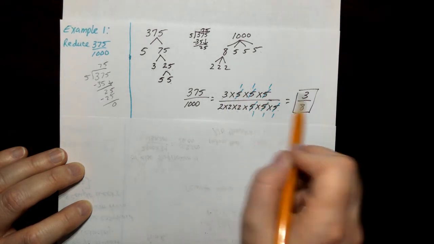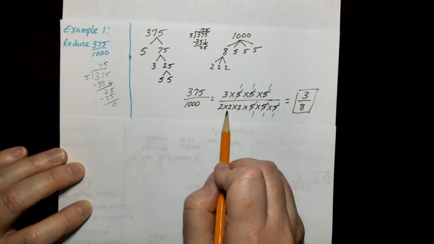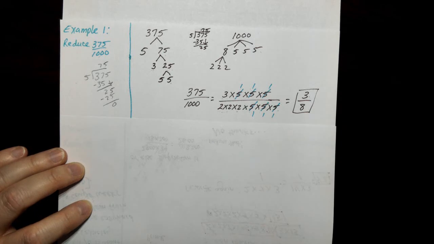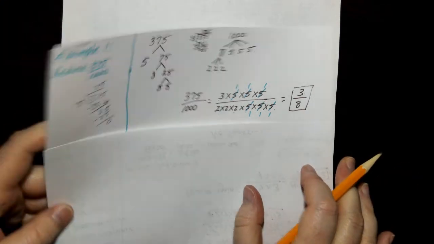So 3 times all those 1s is 3. 2 times 2 is 4. 4 times 2 is 8. Times 1 times 1 times 1 stays as 8. Not too bad. I went through that kind of quick. We're at 8 minutes 32 seconds.